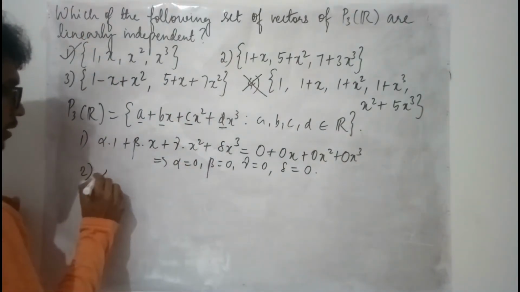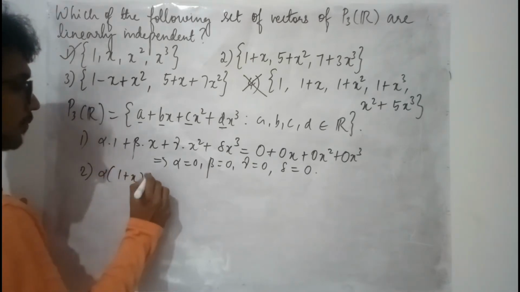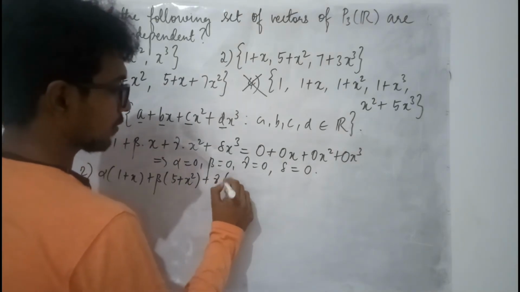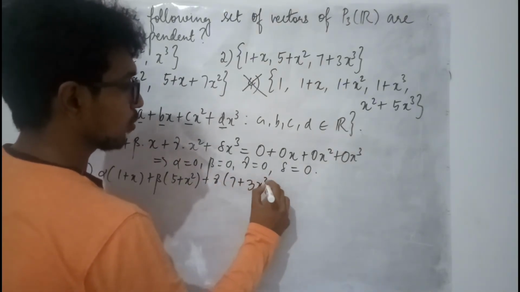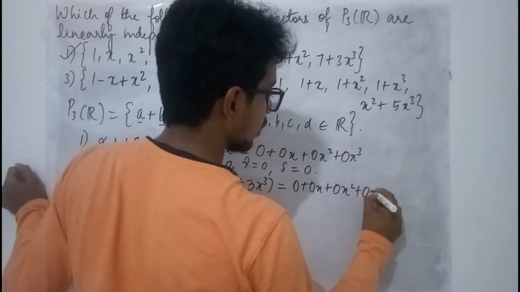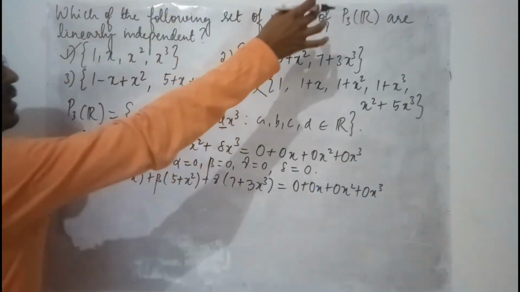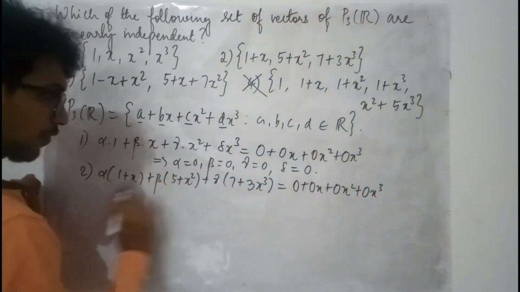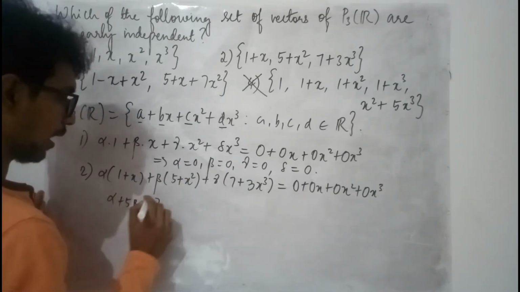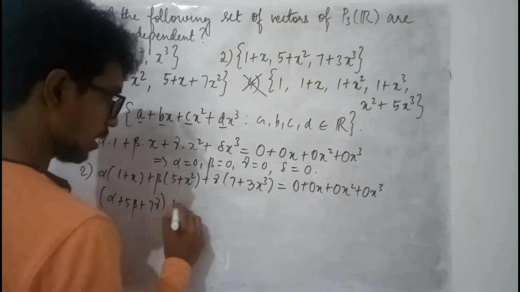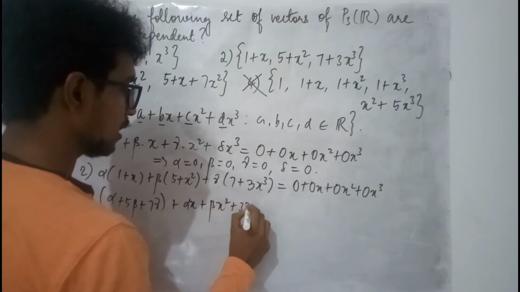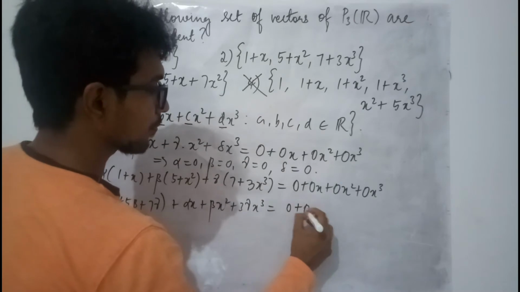Now let us come to the second one. That is alpha times of 1 plus x, beta times of 5 plus x squared, plus gamma times of 7 plus 3x cube, to be equated to 0 plus 0x plus 0x squared plus 0x cube, which is the 0 element in this set P3 of R. Now if you do the calculations, what will you get? You will get alpha plus 5 beta plus 7 gamma. I am just segregating the constant terms out, and then the x terms, that is alpha x plus beta x square plus 3 gamma x cube, which is equated to these things.